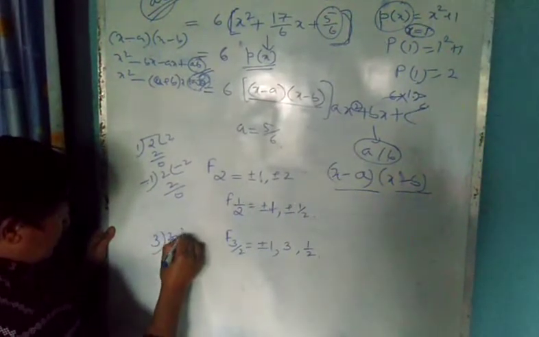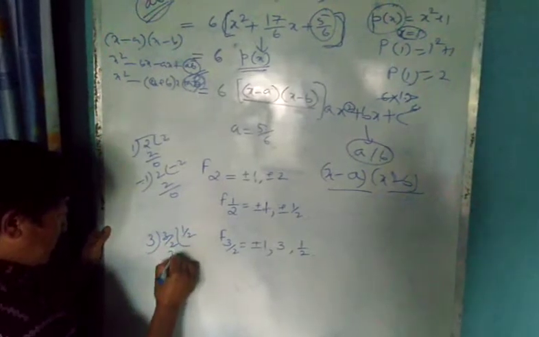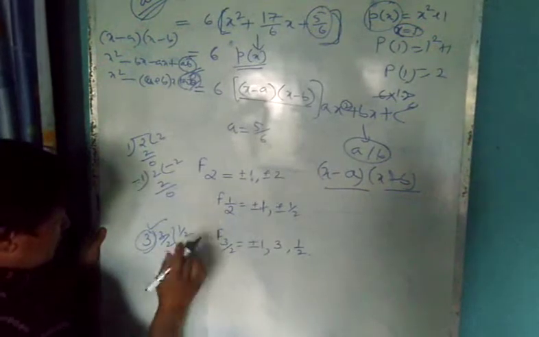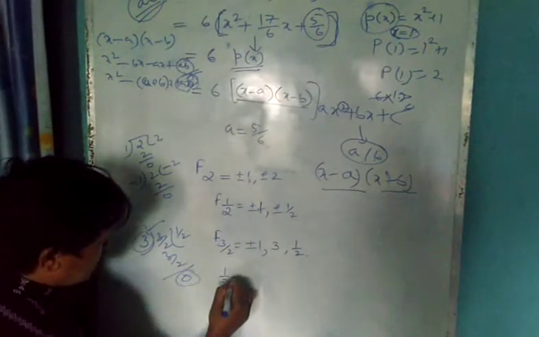3 by 2, 3 into half is 3 by 2, so remainder 0. That means 3 is a factor of 3 by 2. Is half also a factor? So let us check it.